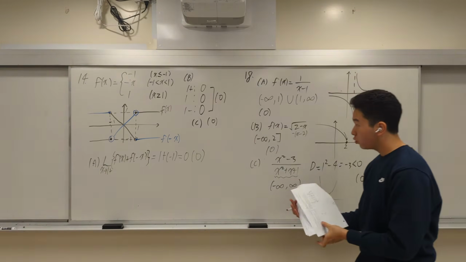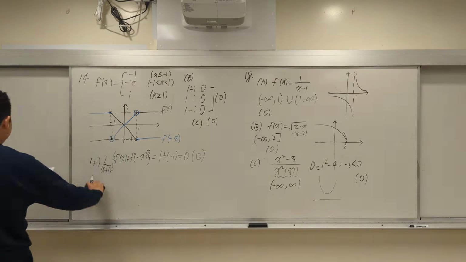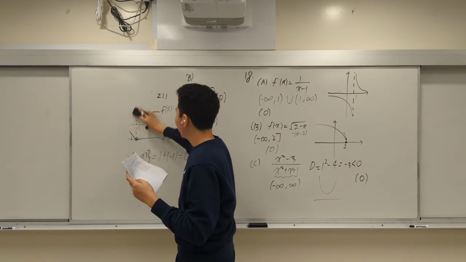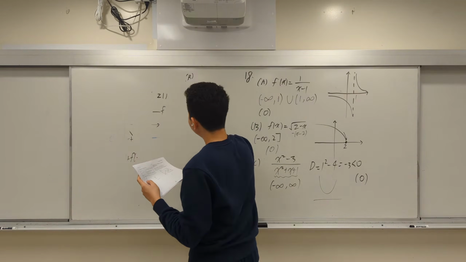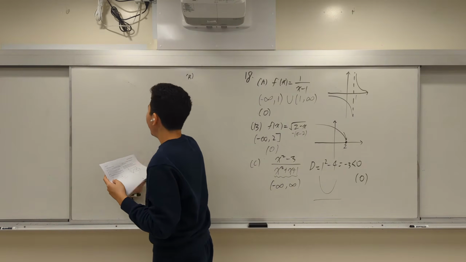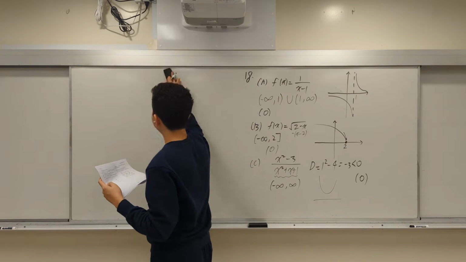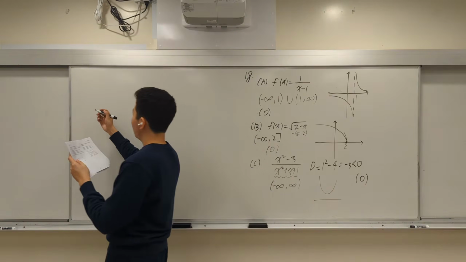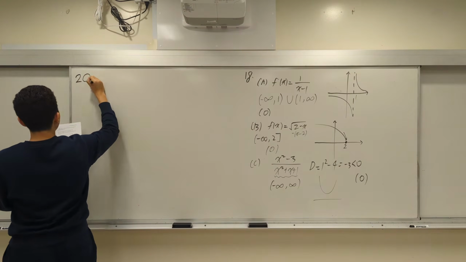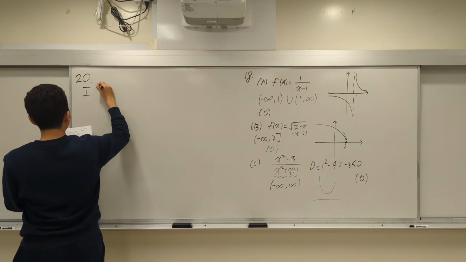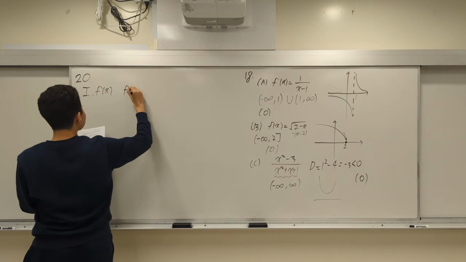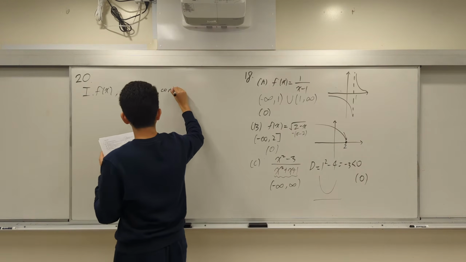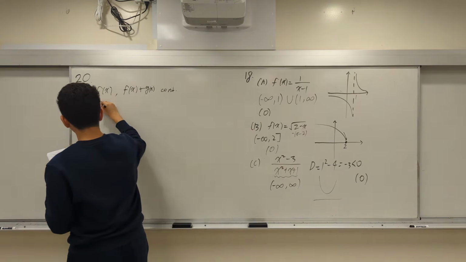The next one is number 20. Select all statements that are true. I think I said last class that for number 1, try to find counterexamples, and if you can't find any that come to mind, you should think about why this holds true for all possible cases. So if we look at statement 1, if f of x and f of x plus g of x are both continuous, then g of x is continuous.